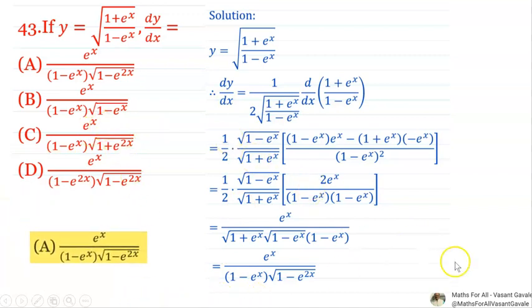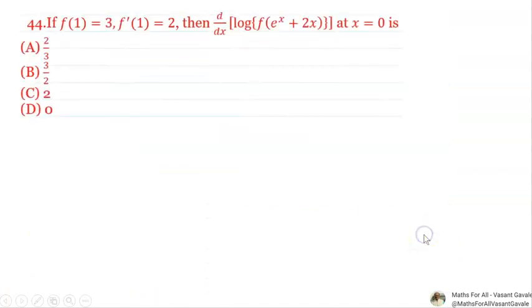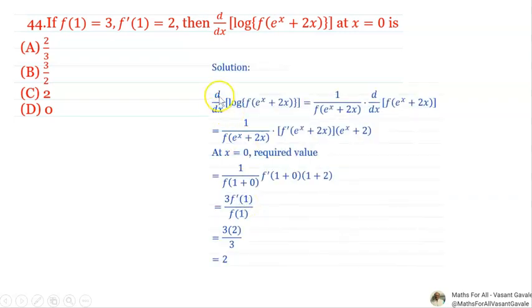A option या ठिकाणी कसा आहे तर तो correct आहे. Next, if f of 1 is 3, f dash of 1 is 2, then d/dx of log of f of e raised to x plus 2x at x is equals to 0 is. Okay. Now बघूया. Here the d/dx of log of f of e raised to x plus 2x is equals to.